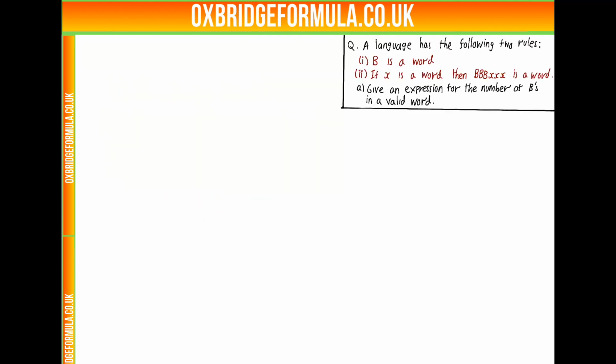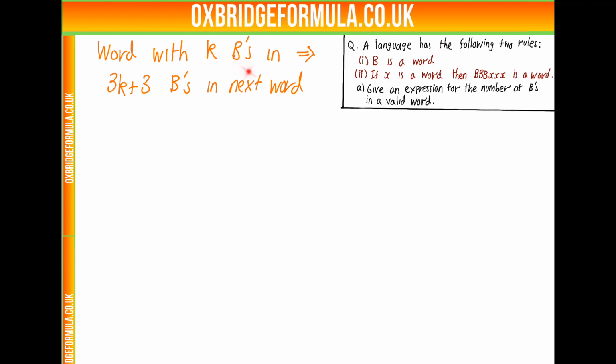So we can fairly easily see that any word we create in this way is just going to be a string of B's of a certain length. And once we've got a string of B's of a certain length, we make the next longest word by substituting that string in as X. So if we've got a word with K B's in, then for the next word we sub in that word XXX, so we get 3K B's and then the 3 B's here. So we get a string of 3K plus 3 B's in the next word.